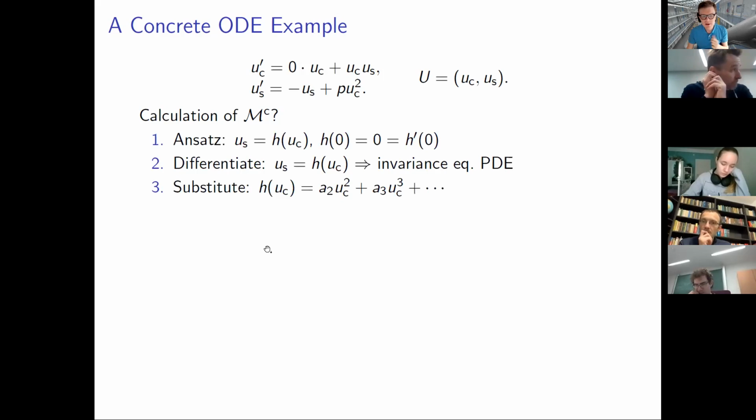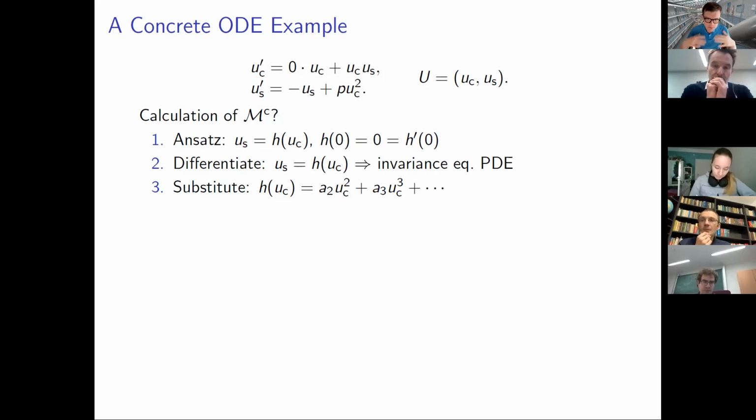How do you do this? Yeah, you make an ansatz, so you suppose this function exists, and you suppose at 0 it's 0 because you want the manifold to go through the origin, you want it to be tangent to the origin. And what you do is you implicitly differentiate this with respect to time. Then you use the differential equations. That's a little bit of a longer calculation. But if you do that, then in the end, you will find that there is a first order partial differential equation for H that you need to solve.